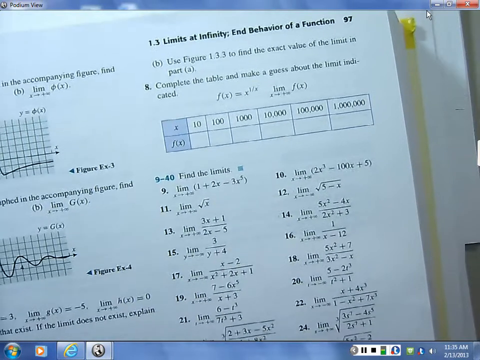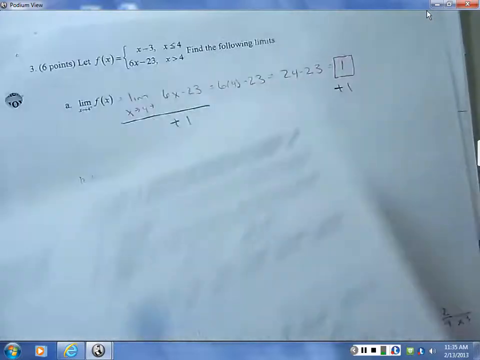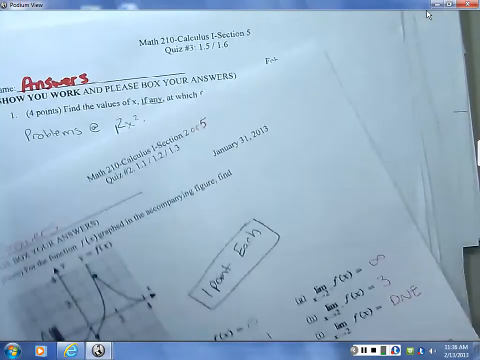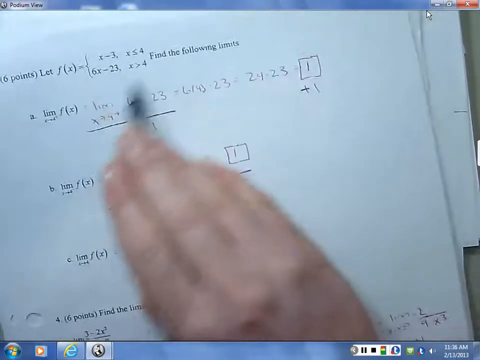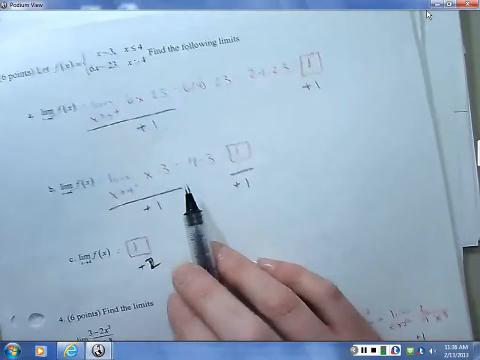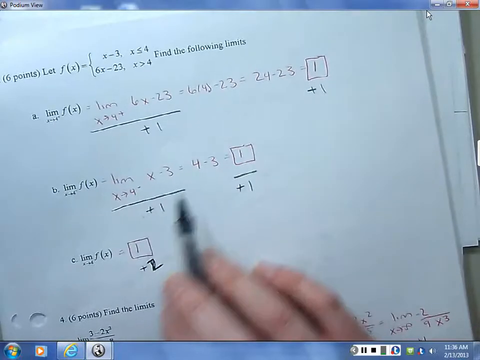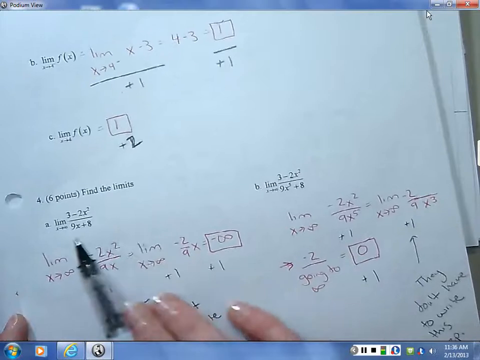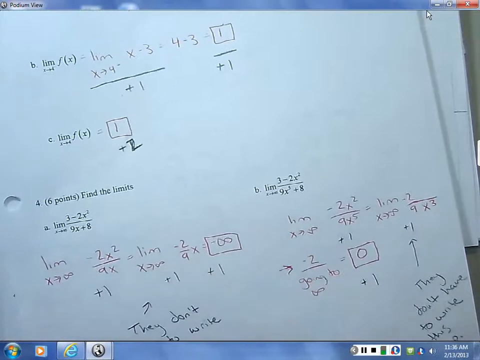Okay, so in 1.3, does this cover 1.3? Okay, so 1.2, does anyone have any questions on 1.2? Pretty straightforward, right? Limits. 1.3 has to do with finding limits of polynomials. End behavior, so the limit is going to infinity.